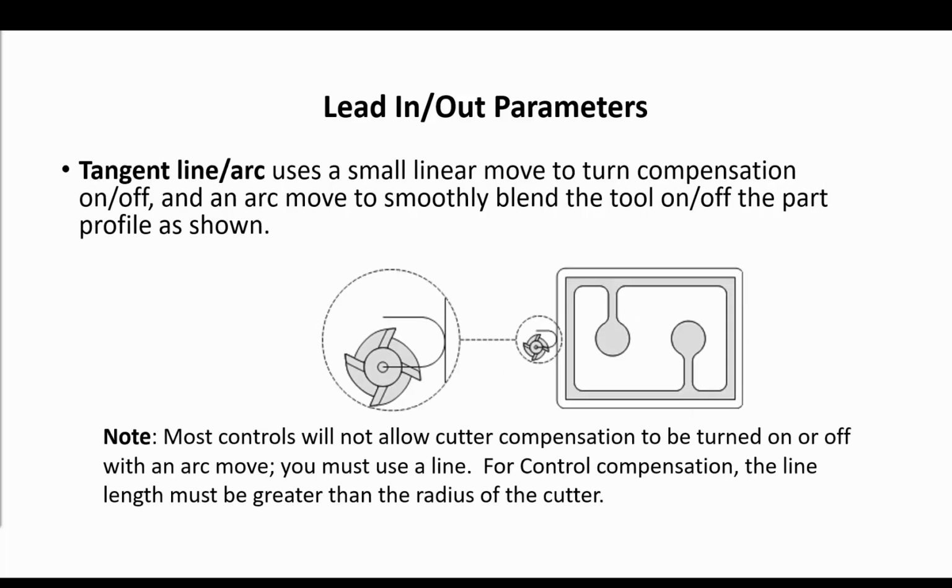Tangent line and arc combination uses a small linear move to turn compensation on and off, and an arc move to smoothly blend the tool on and off the part profile as shown. Most controls will not allow cutter compensation to be turned on or off with an arc move. You must use a line. For cutter compensation, the line length must be greater than the radius of the cutter.